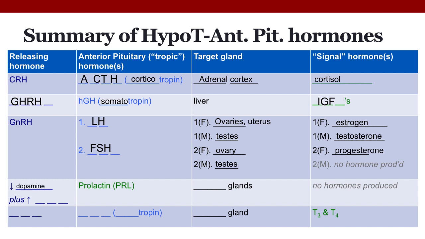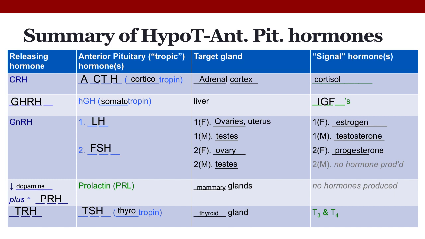Now, the next one requires two actions. We have a decrease in dopamine coupled with an increase in PRH, which is prolactin-releasing hormone. This stimulates the anterior pituitary to release prolactin. Prolactin targets the mammary glands, resulting in functional development of the mammary gland. It does not release another hormone in response. Finally, thyrotropin-releasing hormone stimulates release of thyroid-stimulating hormone, aka thyrotropin. This targets the thyroid gland, causing it to release the thyroid hormones.